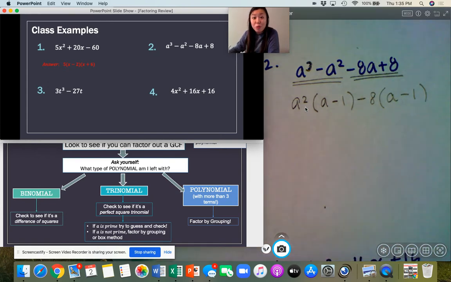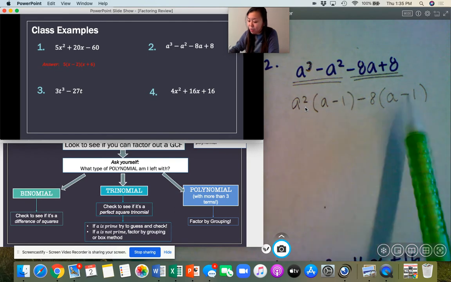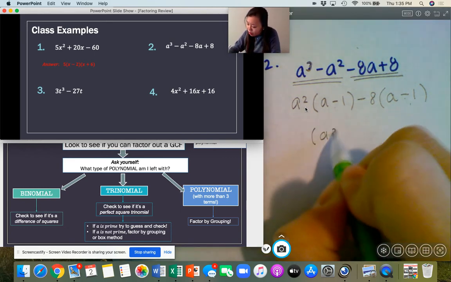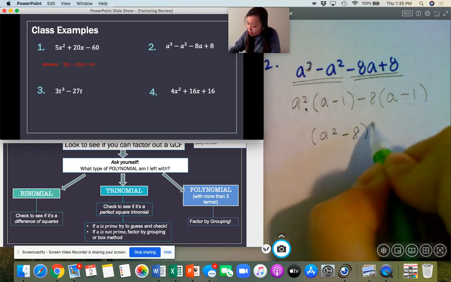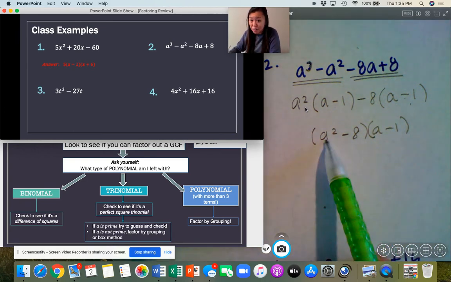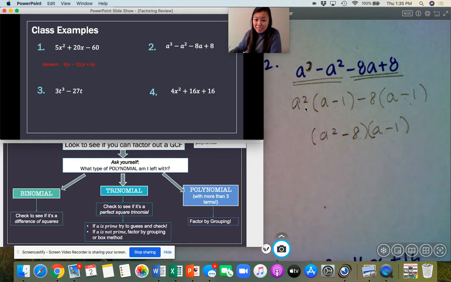You know you did this correct if the expressions inside the parentheses are equivalent. If they're not, then you know you can't group them together, right? So my final answer is a squared minus 8 times a minus 1. I'm going to double check here. I've got a binomial. Is this a difference of squares? No.